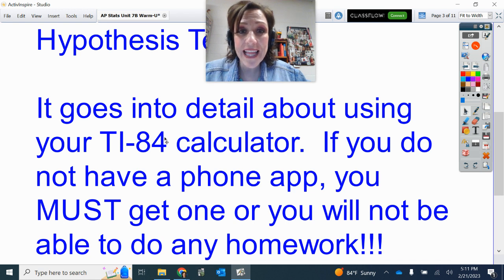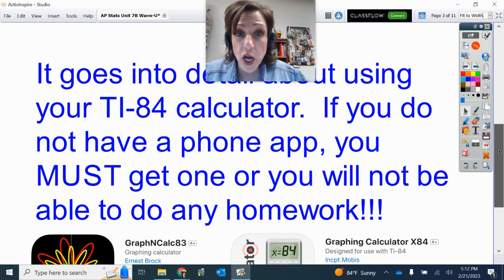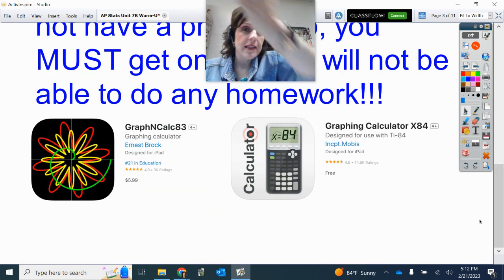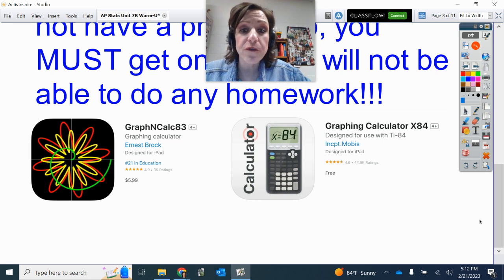So the catch is you have to have a TI-84. My class calculators with this lesson are now null and void. They do not have two proportion tests available. So therefore, if you do not have a calculator of your own, you must get one of these. My recommendation is apps for your phone. Now, I like this Graph and Calc 83. It's updated and it has all the things that you need. Now it says it's $5.99 to be able to have all of the statistical tests that we will be doing. So you can get that on your phone. Buy it, purchase it tonight.